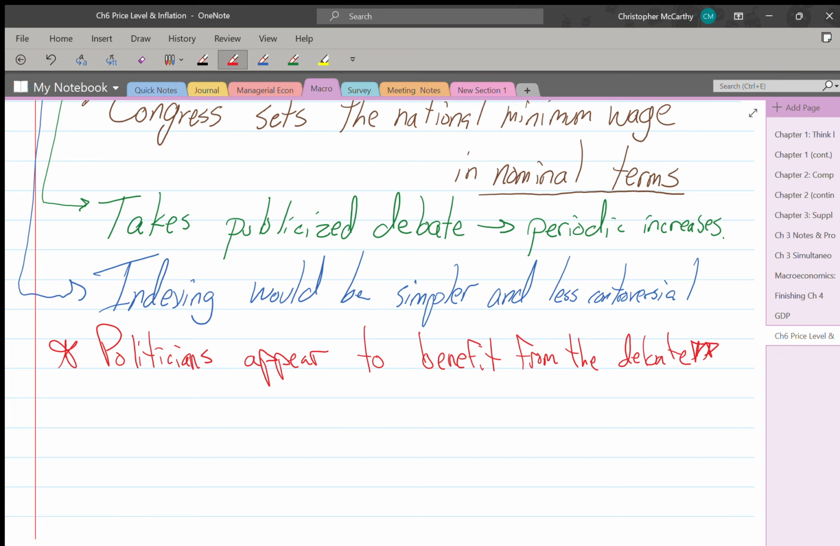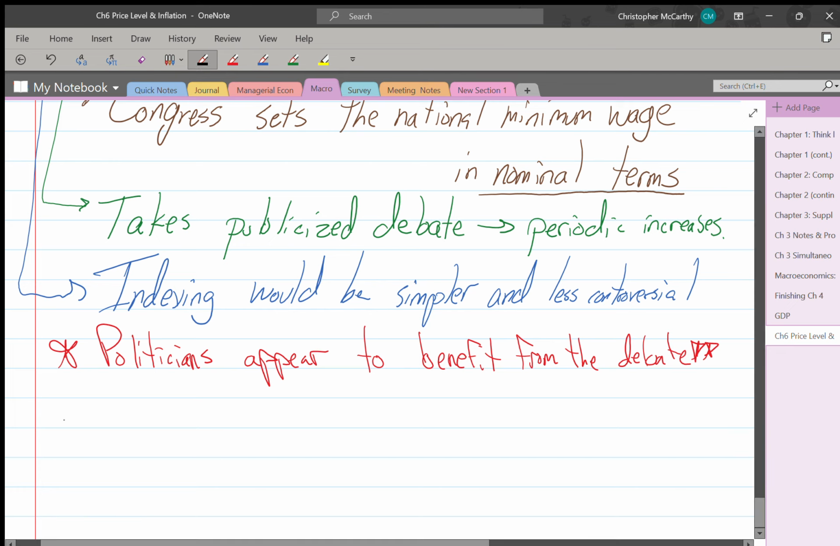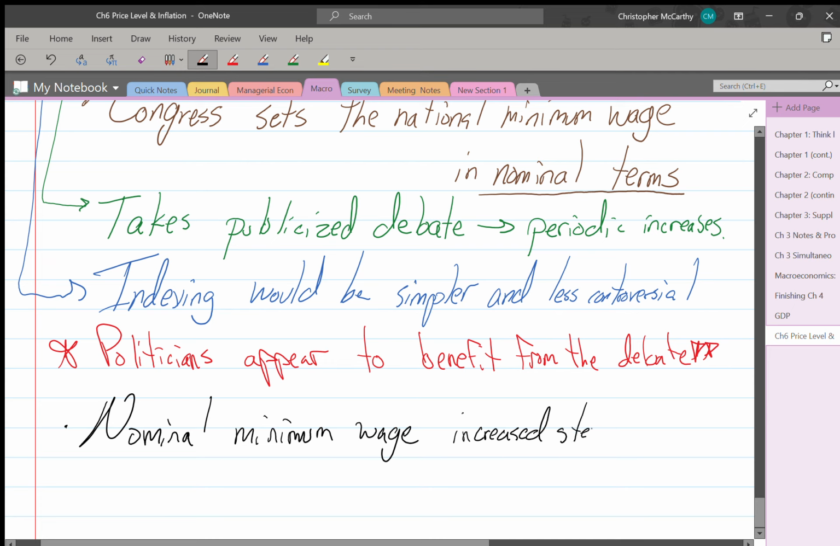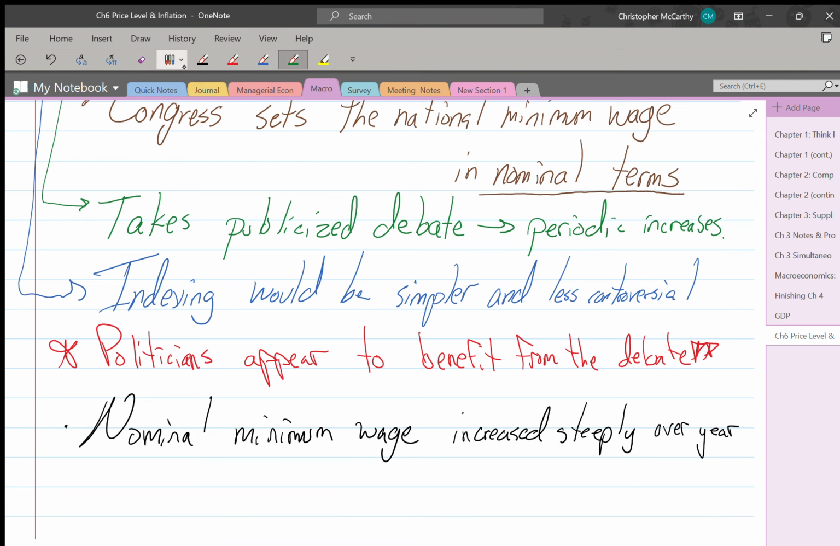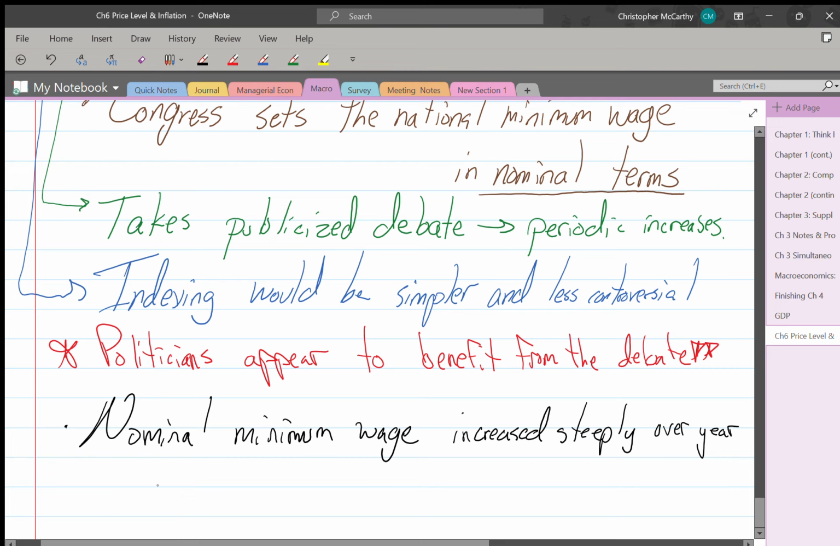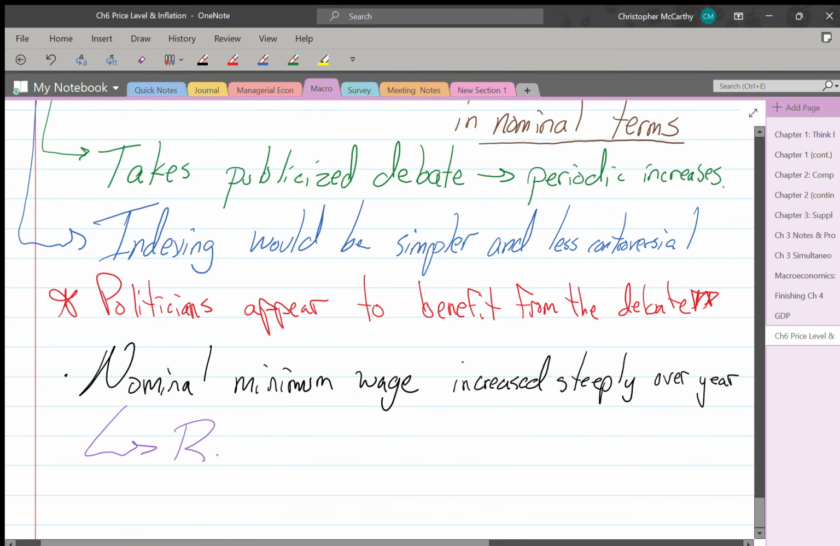So the nominal minimum wage has increased steeply over the years, steeply and periodically, right? But who cares? Who cares about the nominal, right? We know we're not going to be tricked by that. We know that the real deal is the real minimum wage, especially for those on the lower part of the income distribution, right?